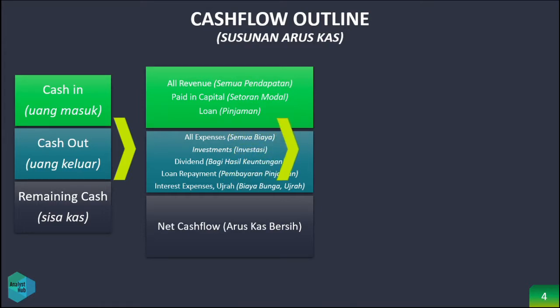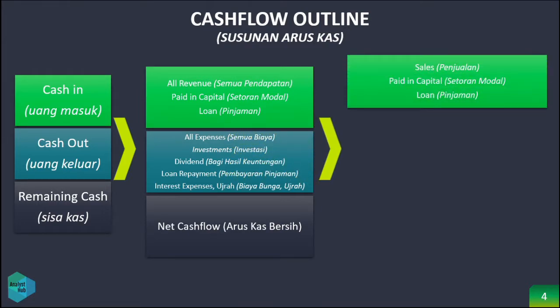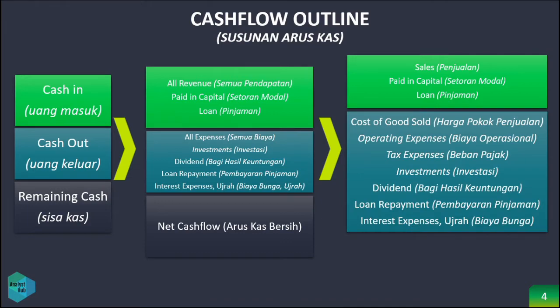And now, I will give you the detailed example of cash flow outline. As we know, the devil is in the detail. I hope you keep with me, not just pass out to another universe. Say, we are in a grocery business. Cash in could be from sales of our product, paid in capital and loan. And then cash out could be from COGS, operating expenses such as salary, electricity expenses, etc. Also, tax expenses to our beloved government.